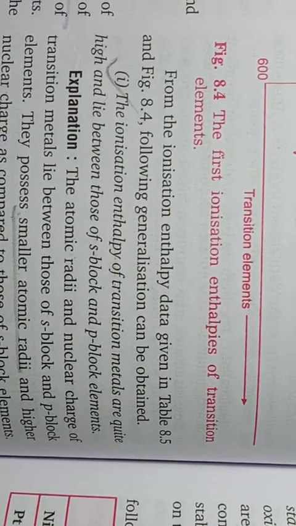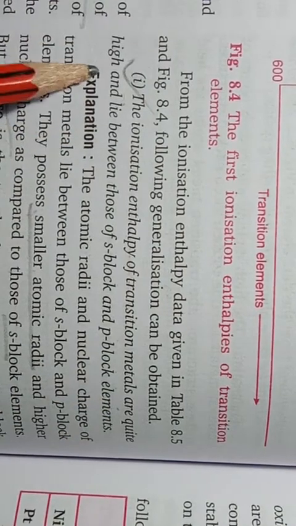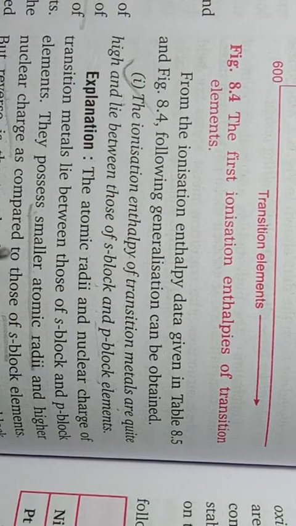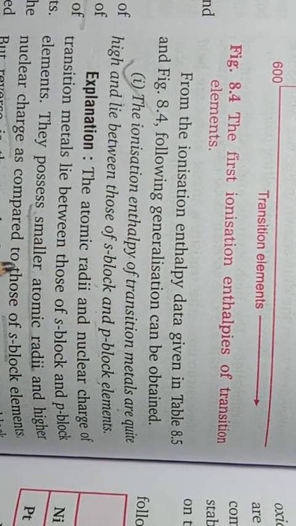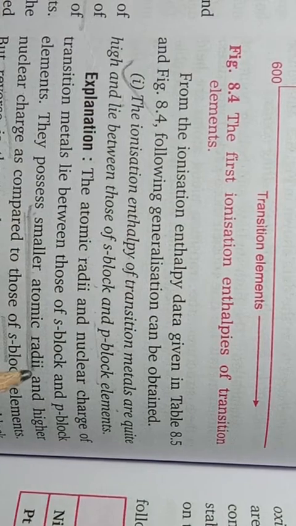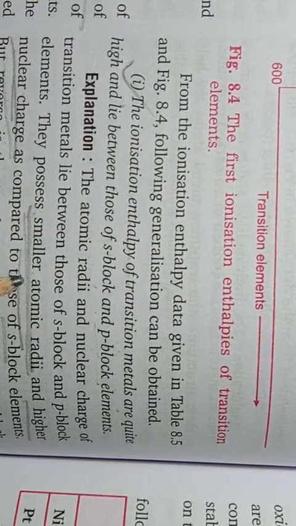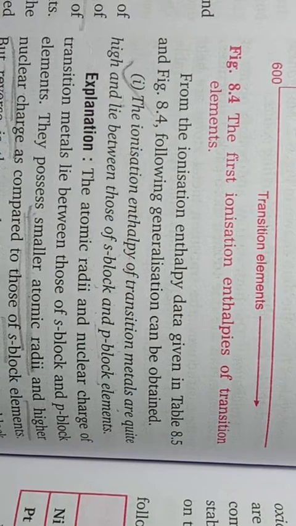Now, some important points about ionization enthalpy. The first point: the ionization enthalpies of transition metals are quite high and lie between those of s and p block elements. Why is the value of ionization enthalpy quite high? Due to the smaller atomic radius and high nuclear charge. Due to these two reasons, the transition elements show comparatively high ionization enthalpy.